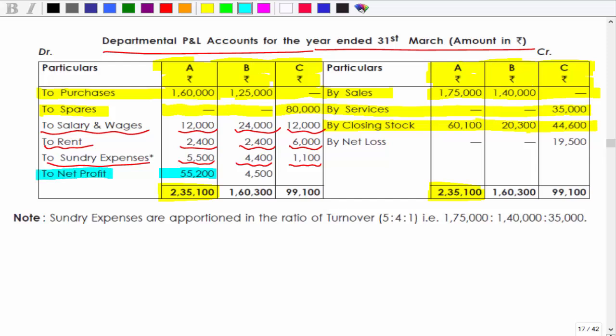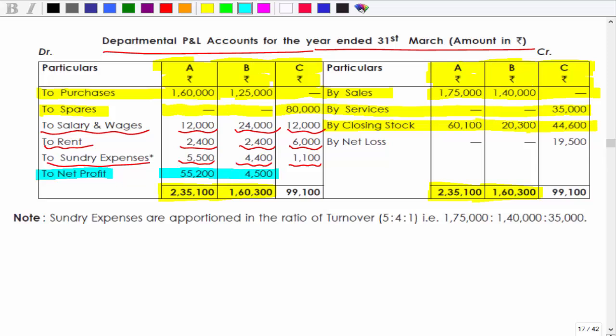Now let's check Department B. On the credit side we have 1,60,300. The debit side has a shortage, so on the debit side also we will write 1,60,300. It means there is a difference. The difference is 4,500. That is nothing but the profit of Department B.